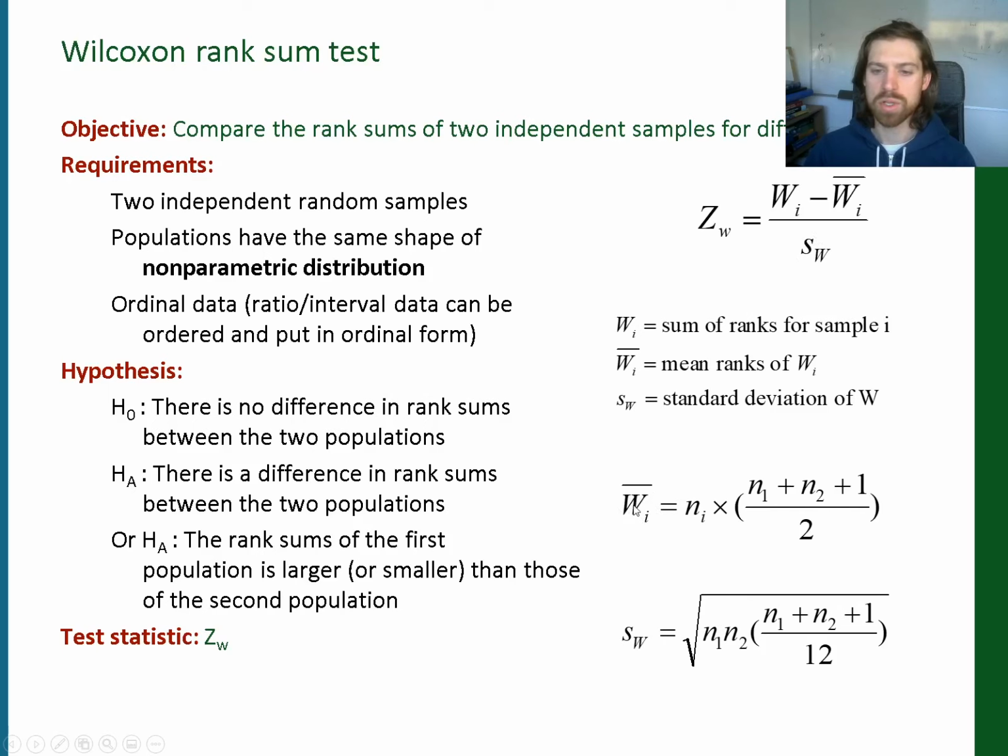Well, to get W bar i, we need to use this equation just here. We need to take the number of entities in the sample which we have for this particular grouping, and multiply it by n1 plus n2 plus 1, divided by 2. And that's how we get this particular metric that goes into the numerator calculation. And then for the denominator down here, we just need to follow through this particular equation. We'll cover this in the lab, and we'll do it manually.